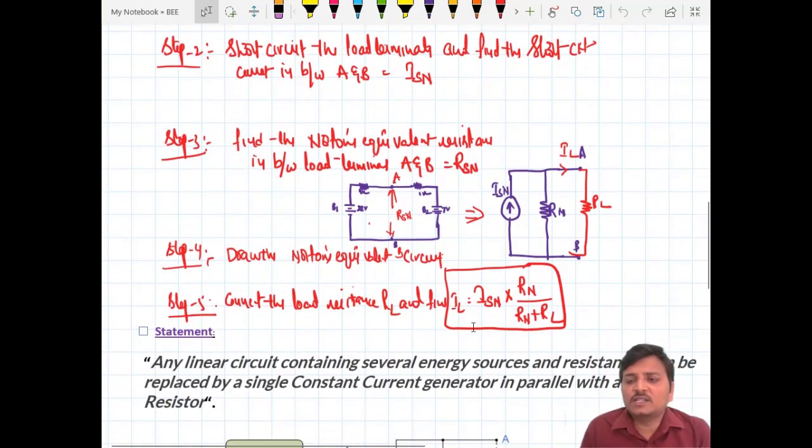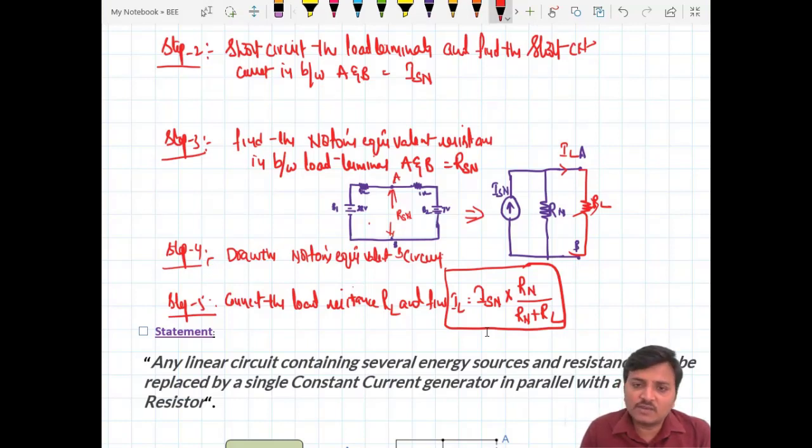Now from this we can see that if your load resistance is a variable quantity, and your RL value changes, there is no need to do all the calculations. Simply substitute your RL value here, and I can easily find my IL value for any value of RL which is variable, right? So that is the main beauty and application of Thevenin's or Norton's. Even with Thevenin's it is very easy to find the current IL for variation of the RL value.